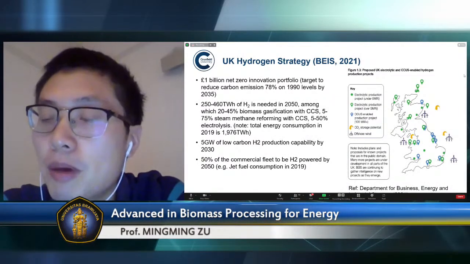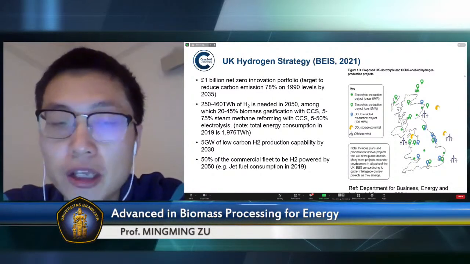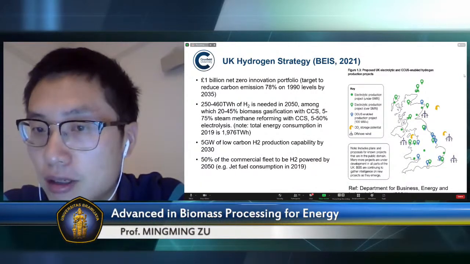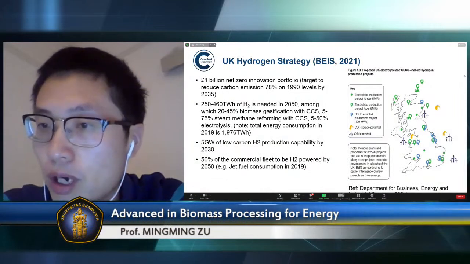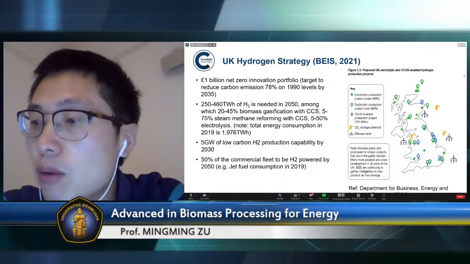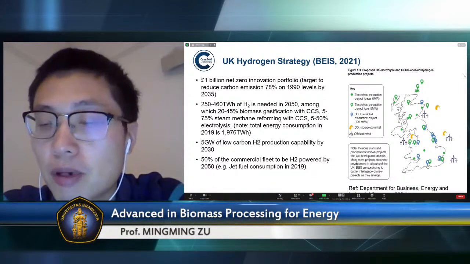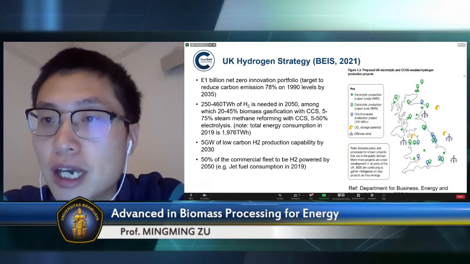And of course, here biomass is not the current biomass or agriculture waste. The biomass we're talking about is the energy plant. Of course, what we have, the agriculture waste, the food waste, any waste can be used for hydrogen production, but the feedstock is not sufficient to produce enough hydrogen.